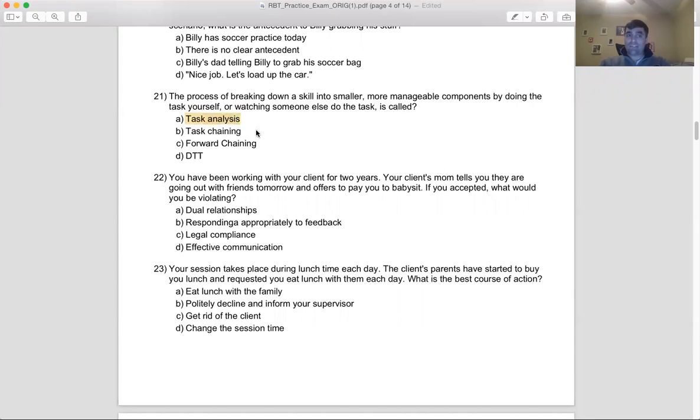That is a task analysis. What is a task chain? A task chain is when you start teaching and doing the task analysis, okay? So don't get those confused. The task analysis is the first part where you create the task chain, and the task chain is what you teach, okay? Forward chaining is just a type of chaining. That's not right. And DTT has nothing to do with breaking down a skill, okay?